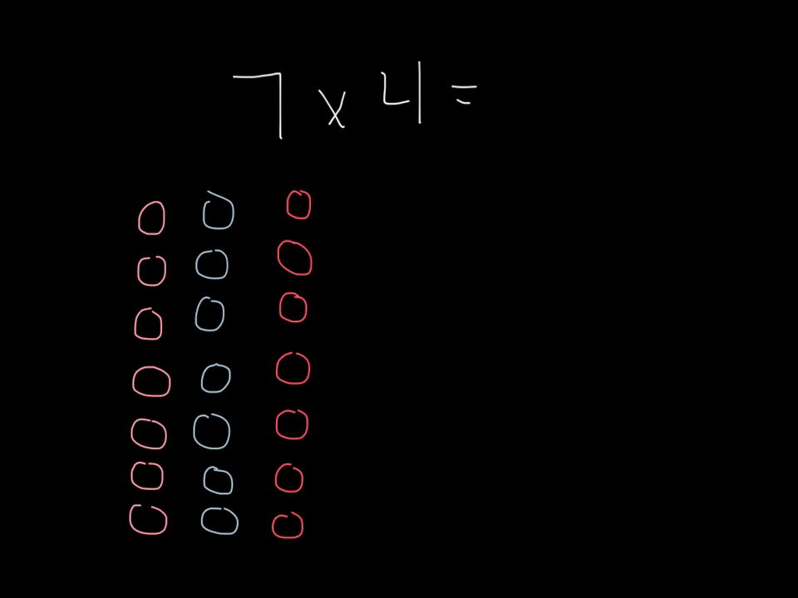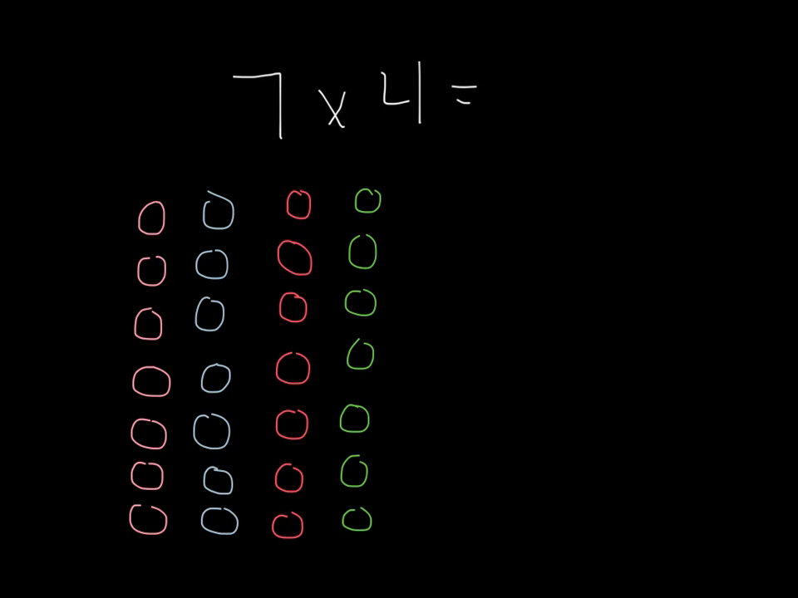And then finally, we'll have one more. We'll do 1, 2, 3, 4, 5, 6, 7. Okay, and so that's how I would show a second or a third grader 7 times 4. And we could draw it.